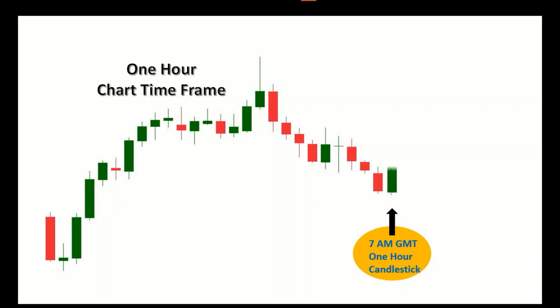At the close of the 7 a.m. hourly candlestick, immediately open 2 pending orders. Two: you should place 2 opposing pending orders when the 7 a.m. GMT 1-hour candlestick expires. The first is a buy stop order 2 pips above the high, and the second is a sell stop order 2 pips below the low.